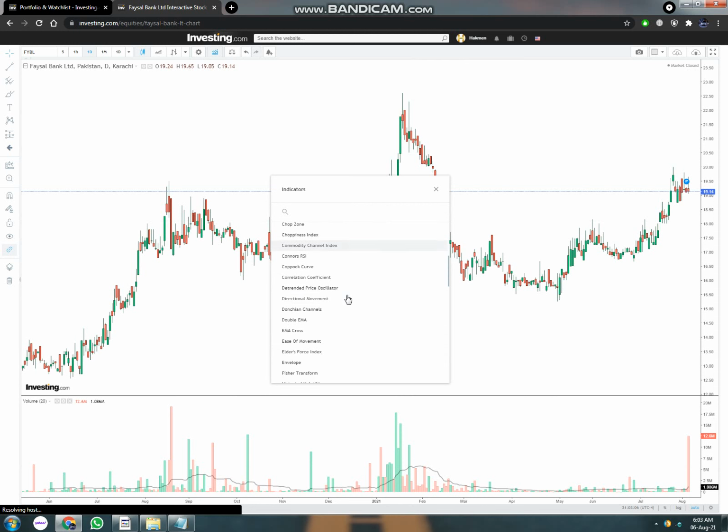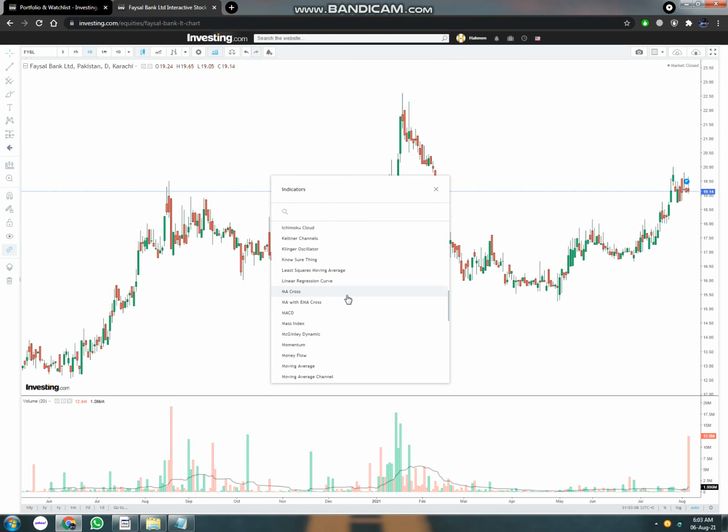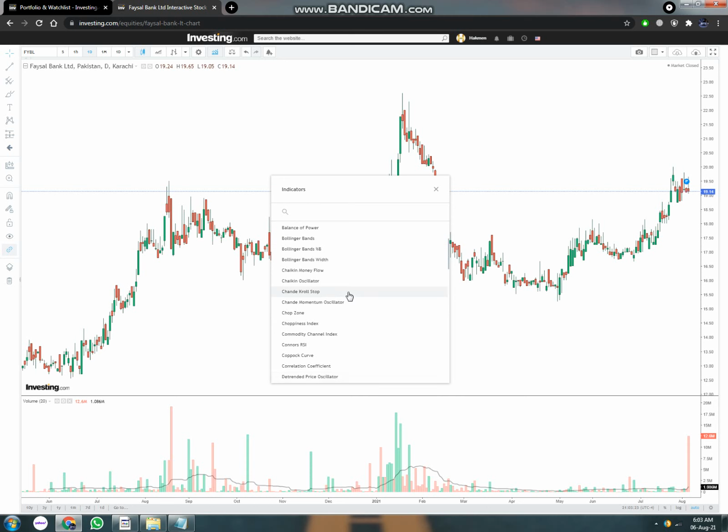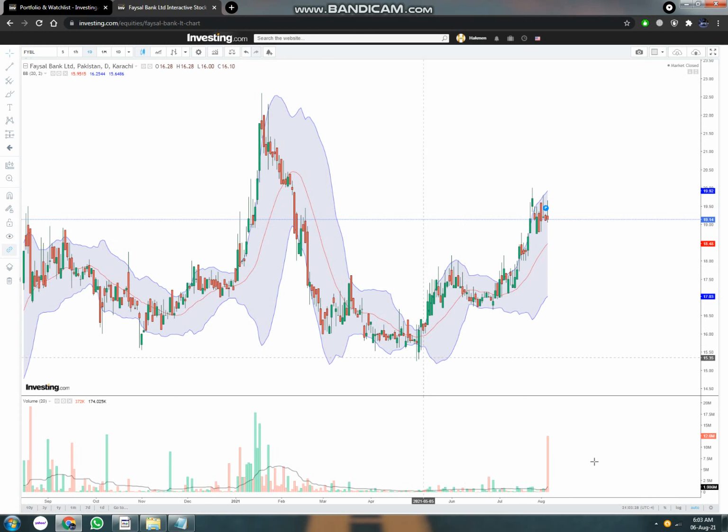I mostly use the moving average, the parabolic SAR, and the Ichimoku cloud. So I use most of these while trading in the stock market. There are some other stock indicators as well, just like the Bollinger Bands. Now you can see that this is the Bollinger Bands.